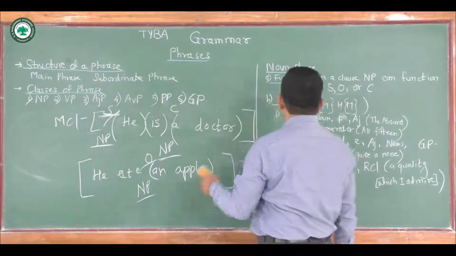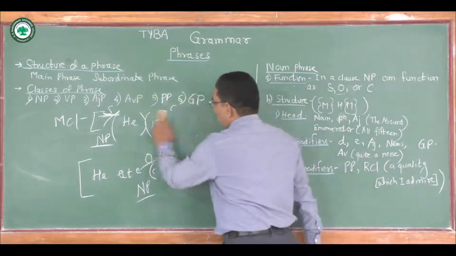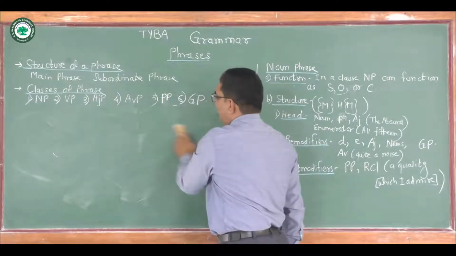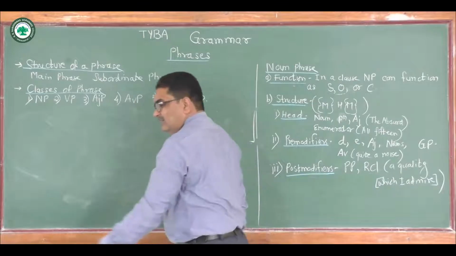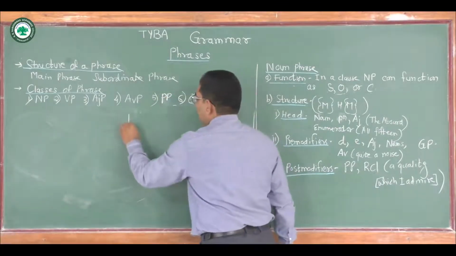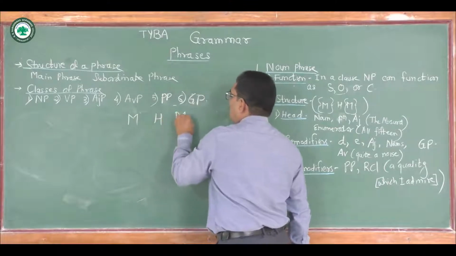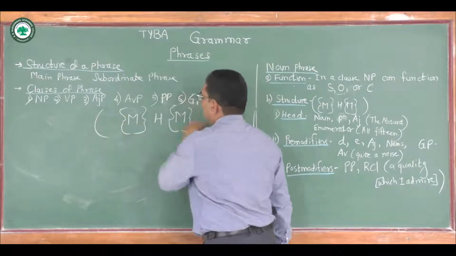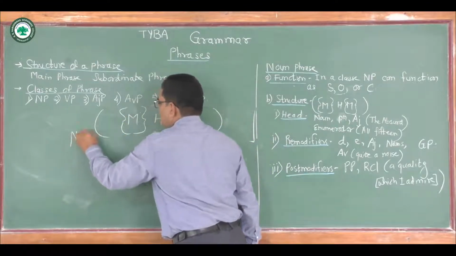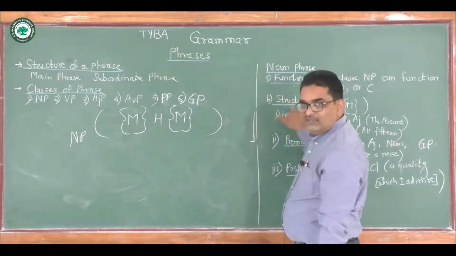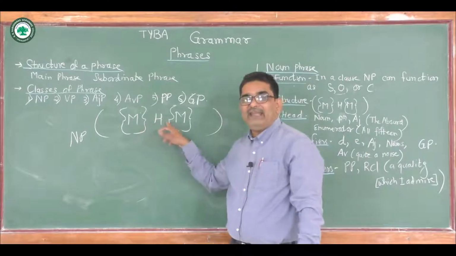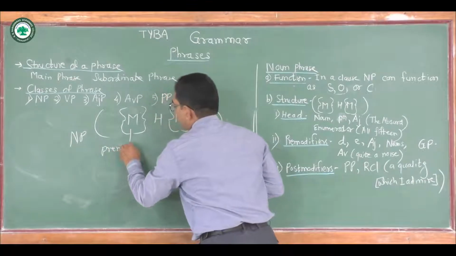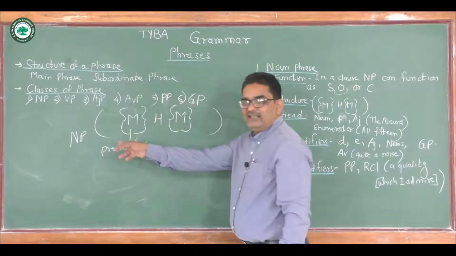Now I will turn to the second point, that is, what is the structure of a noun phrase. When we deal with the structure of a noun phrase, the structure is, I would say, modifier, head, modifier. So this is the noun phrase. When we are dealing with the structure of a noun phrase, what is it? Modifier, head, modifier. What is this modifier? It is the pre-modifier. This M stands for pre-modifier.